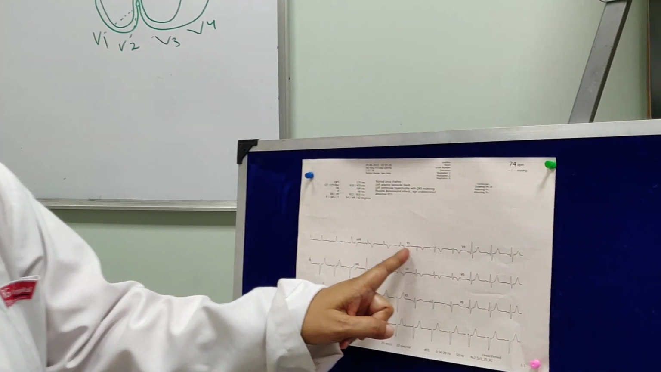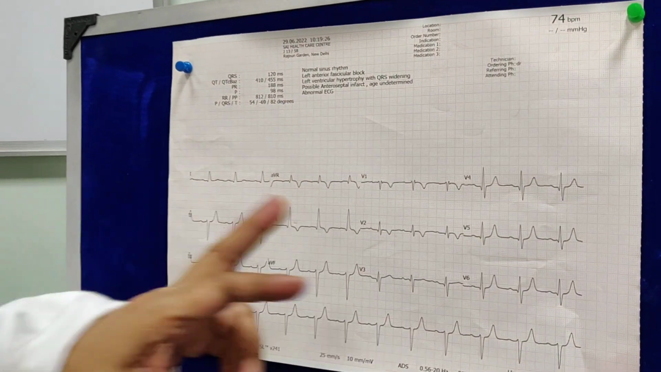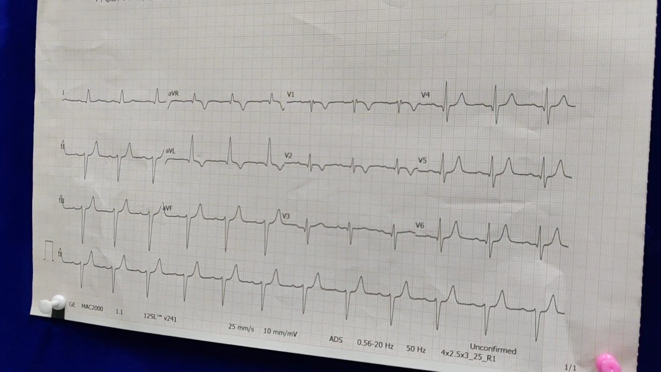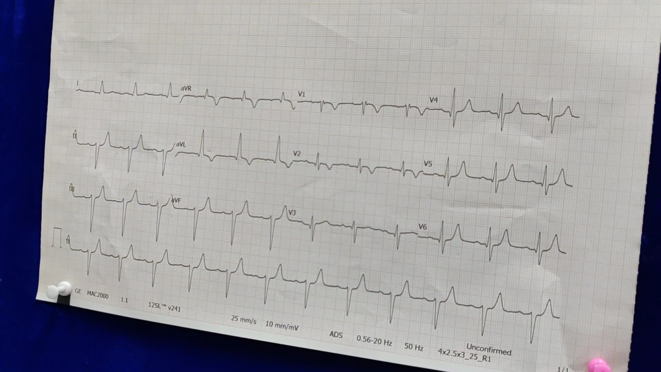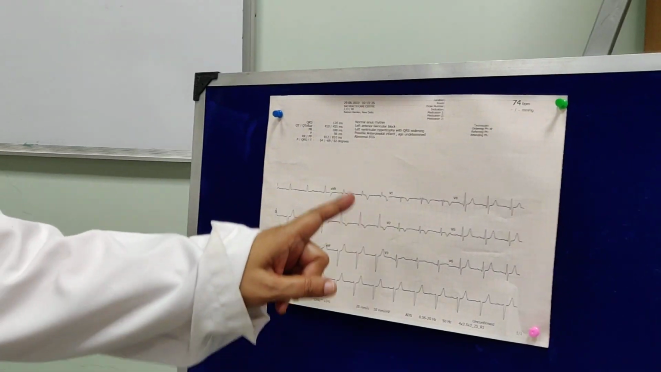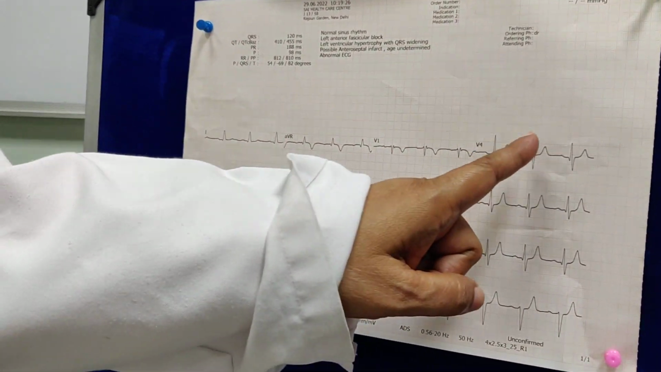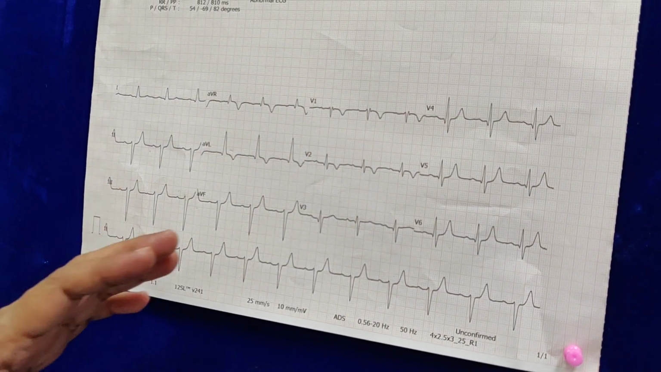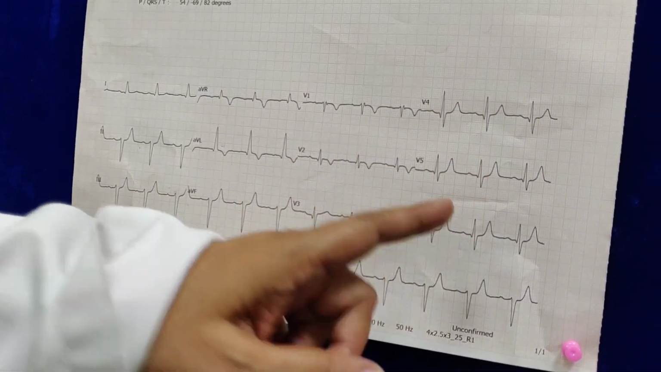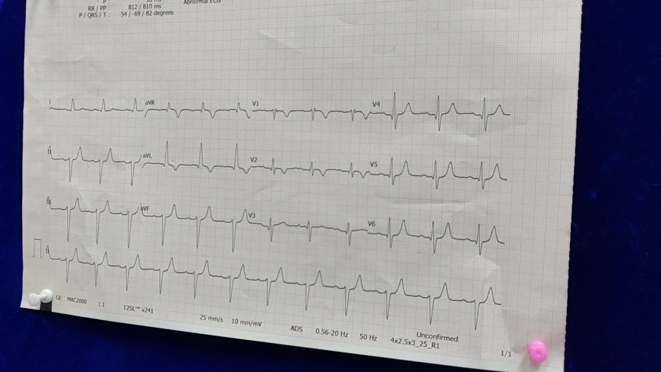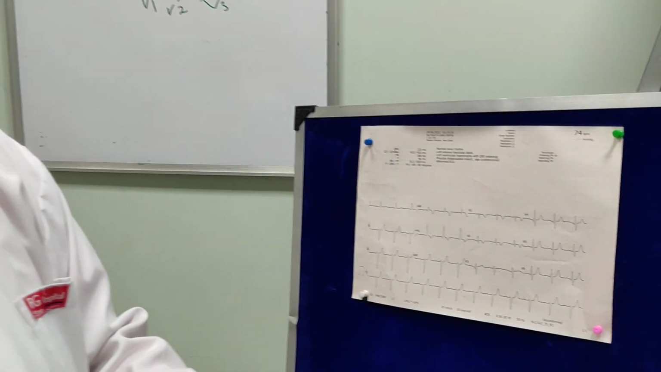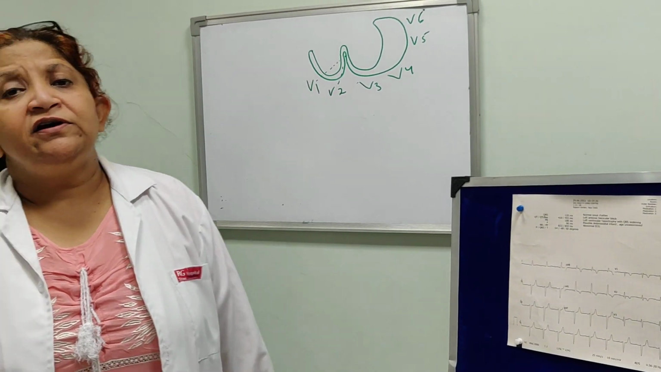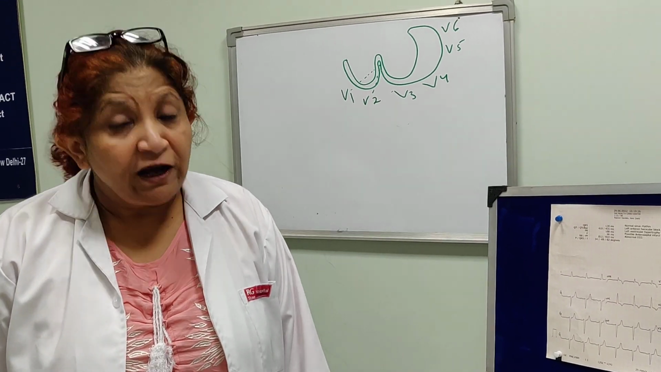So if a patient has changes in V1, V2, we will say septal MI. If a patient has changes in V3, V4 only, we will say anterior MI. If changes are there only in V5, V6, we will say lateral myocardial infarction. If a patient has changes in V1, V2, V3, V4, it is septal plus anterior, so anteroseptal myocardial infarction. If a patient has changes in V3, V4, V5, V6, this is anterior and lateral, so this is anterolateral myocardial infarction. And if a patient has changes right from V1 to V6, this is an extensive anterior or anterolateral myocardial infarction.